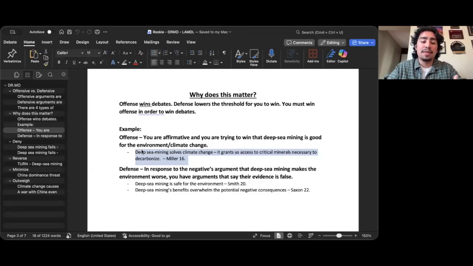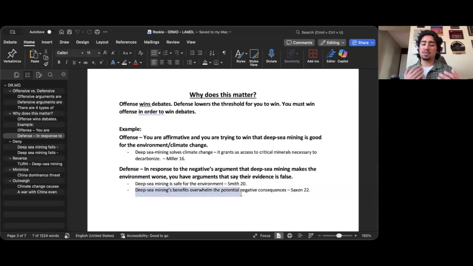As the affirmative, you'll probably anticipate some arguments from the negative saying that deep sea mining is worse for the environment, deep sea mining fails as a technology, things like that. But your main form of offense is that you are trying to win that deep sea mining is good for the environment and climate change. And so, in response to the negative's argument that deep sea mining makes the environment worse, you have arguments that say their evidence is false. So, deep sea mining is safe for the environment. That's a form of defense against this negative's argument. Against that, you also have arguments that say deep sea mining's benefits overwhelm the potential negative consequences. So you have a mix of offensive and defensive arguments here.